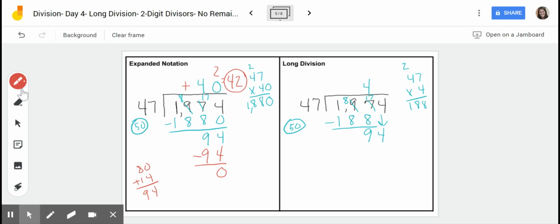Now, we know from our previous work that 47 can go into 94 2 times. So 2 times 47 is 94. We subtract, we have nothing left. Our answer is 42. There's no addition step needed in our quotient because we wrote it as digits instead of as place values or actual values of each place.